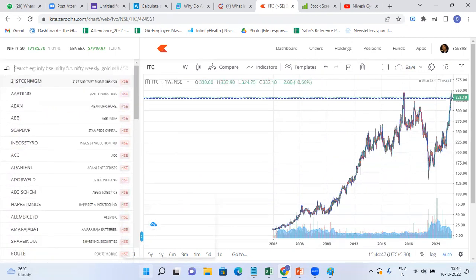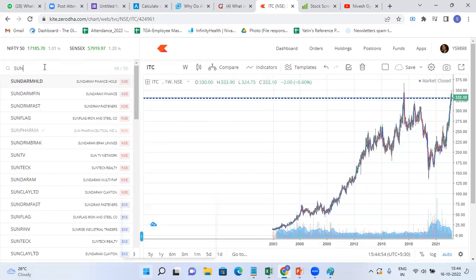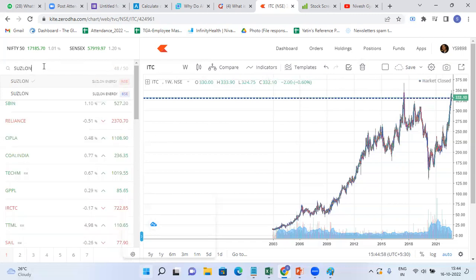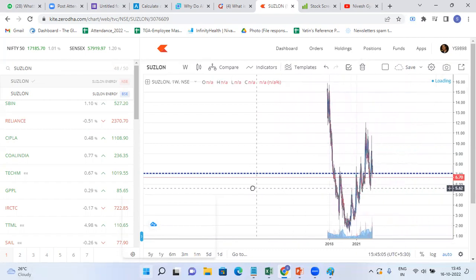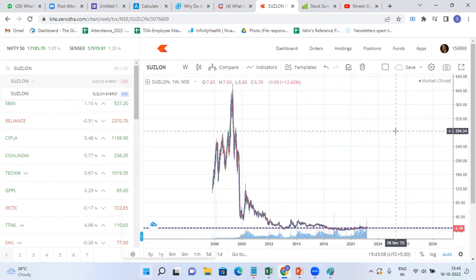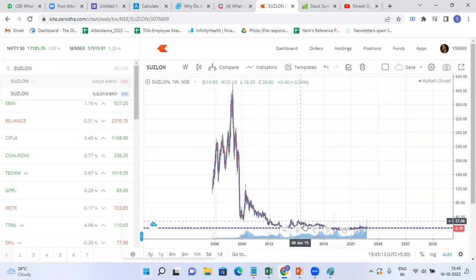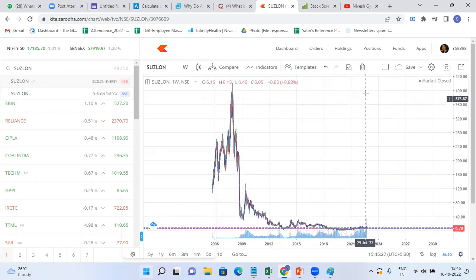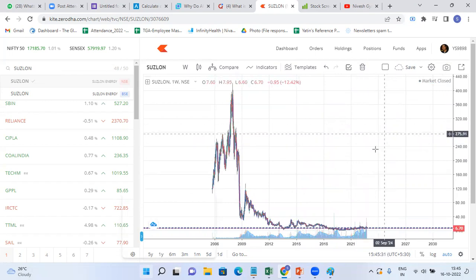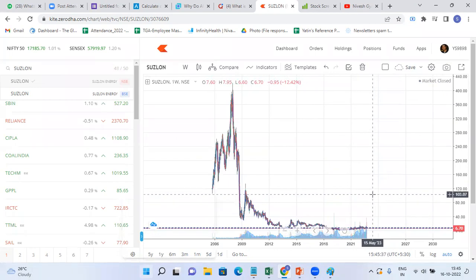Let's see Suzlon. Okay, it started high. Then what happened? It went up, then it came down, and for years and years together it's just over there only, not doing anything. In this time frame, it should have risen in some other fashion, but it didn't do that. So the quality of this stock is not that great.